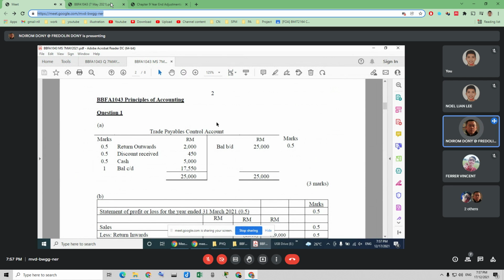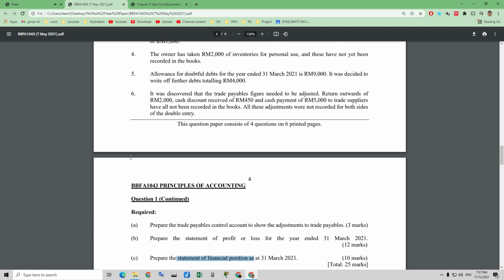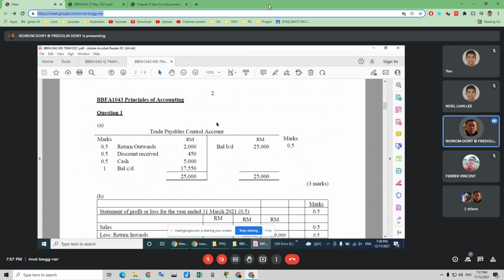Okay. So you look at the requirement first. The first requirement is prepare the trade payable control account to show the adjustment to the trade payable. So meaning in the additional information, it states the adjustment about the trade payable. So we have to reflect that into the answer. And then the B part is prepare the statement of profit or loss for the year ended 31st of March 2021. So this one, you need to prepare SPL.